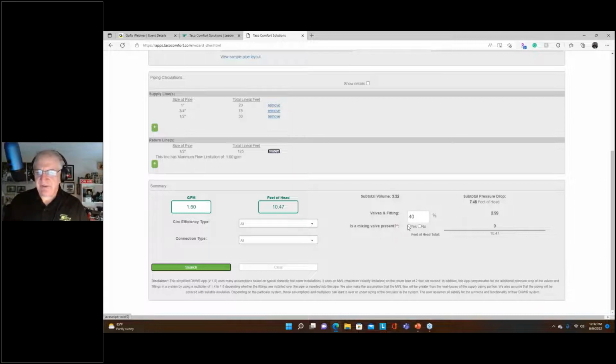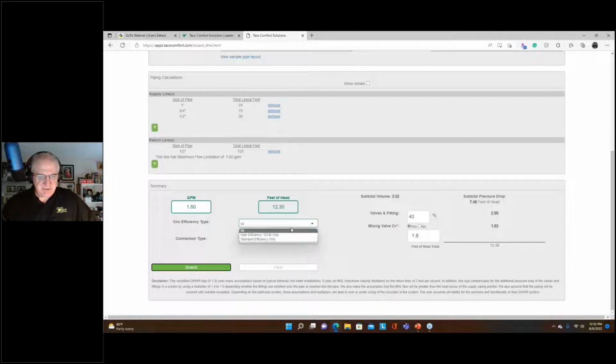Now, do I have a mixing valve present? Well, yeah, I do have a mixing valve present. And what's the additional head from the mixing valve? Again, what you would do is look up the CV rating of that valve, figure out at 1.6 GPM how many feet of head I have here, and then input that number. In this case, it's 1.83. So right now it's telling me I'm going to need a circulator that does 1.6 GPM at 12.3 feet of head. That's what I need. Now I can figure out what kind of circulator I want.